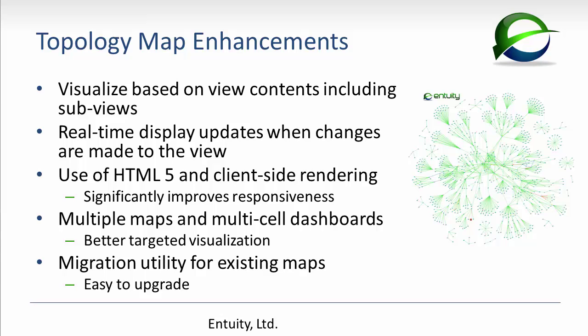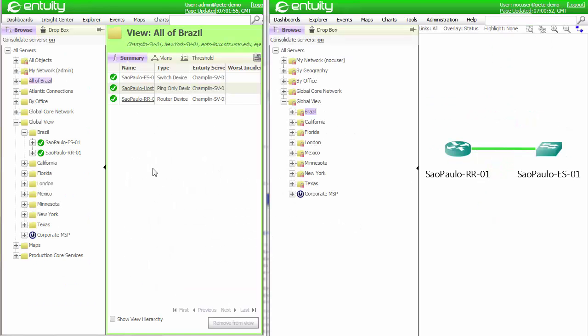In Entuity 16, the topology maps have been enhanced to significantly improve network visibility and boost the performance and usability of the maps themselves. The topology map is now a visual representation of the network devices and their connectivity within a selected view. View hierarchies are also supported, where subviews are represented by map groups. As devices are added or removed from a view, the maps will automatically update their display, even for other users.